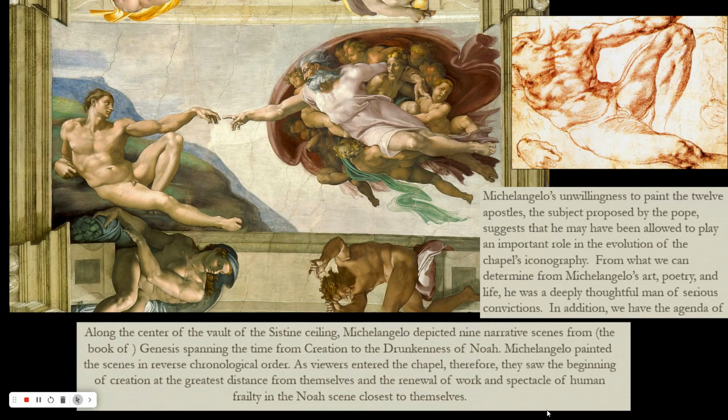Okay, so along the center of the Sistine ceiling, Michelangelo depicted 9 narrative scenes from the book of Genesis, spanning the time from the creation to the drunkenness of Noah. Michelangelo painted the scenes in reverse chronological order. Michelangelo's unwillingness to paint the 12 apostles, the subject proposed by the Pope, suggests he may have been allowed to play an important role in the evolution of the chapel's iconography. From what we can determine from Michelangelo's art, poetry, and life, he was a deeply thoughtful man of serious convictions.